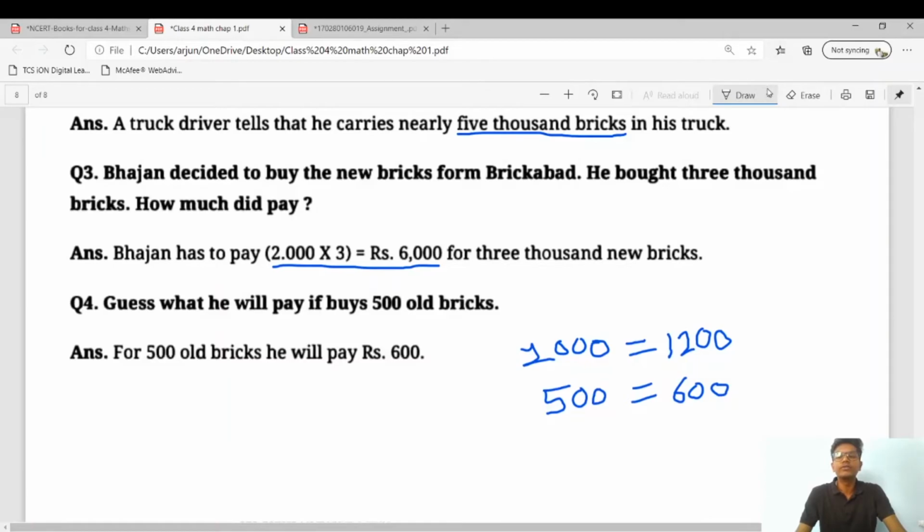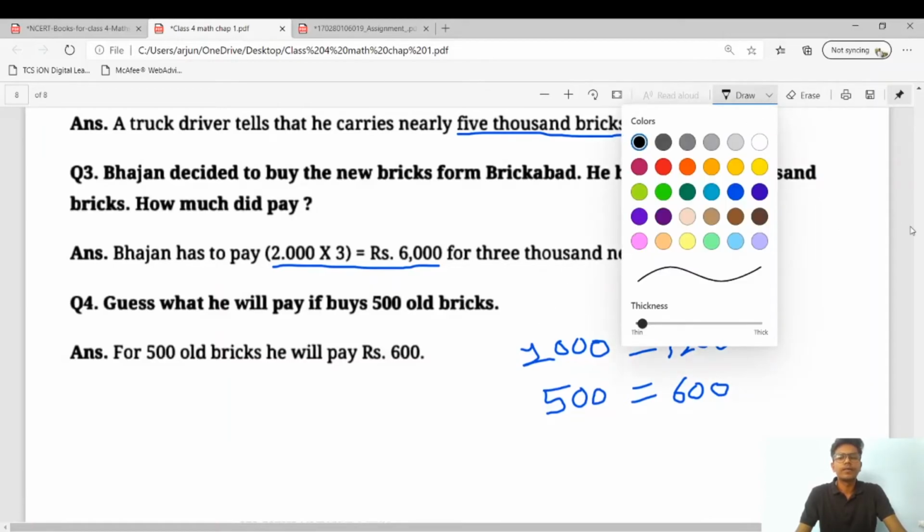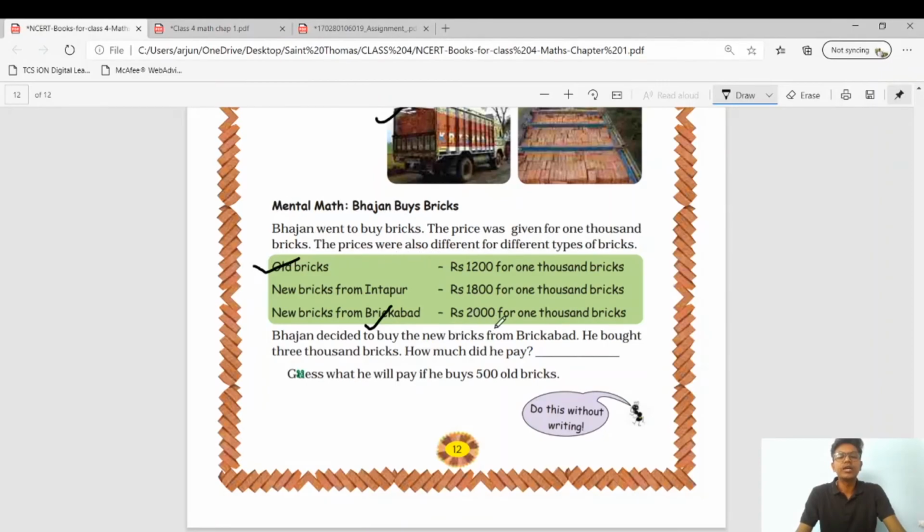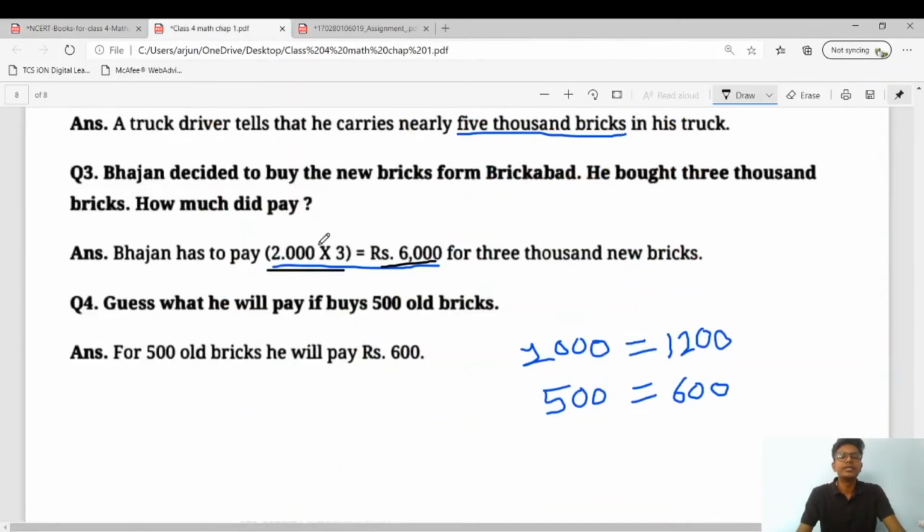So what do we have to do? We have to multiply 2000 into 3. Okay. So the answer will be 6000. See, you can see here 2000 for 1000 bricks. So how many thousands? 3000 makes 1000 into 3. So if we multiply 1000 into 3, we have to multiply 2000 into 3. So 2000 into 3 equals 6000 for 3000 new bricks.